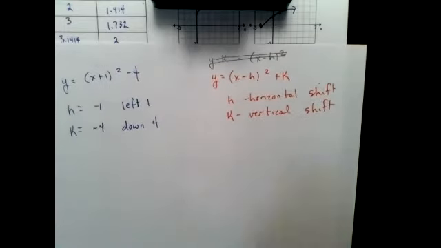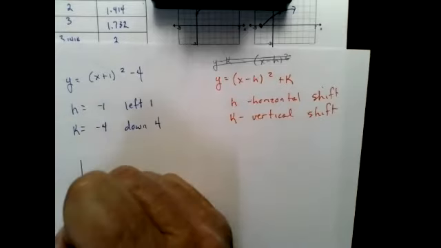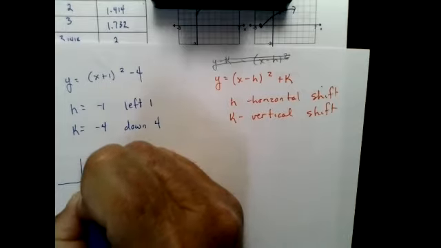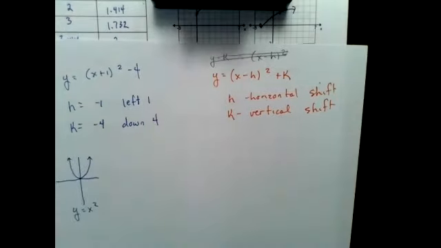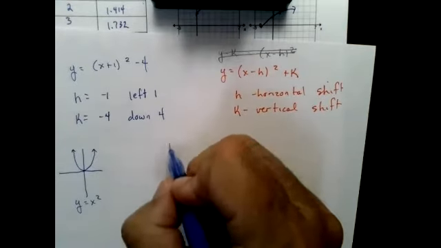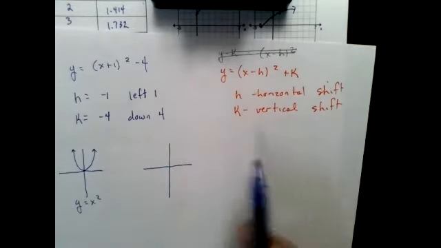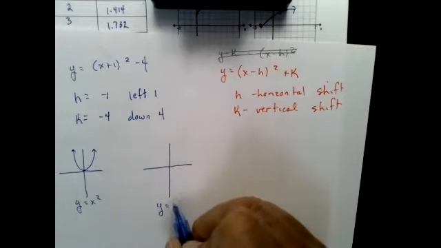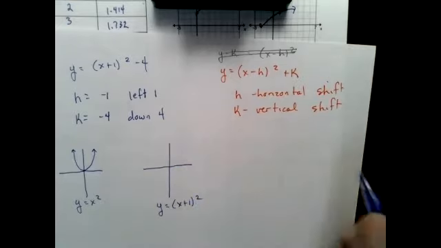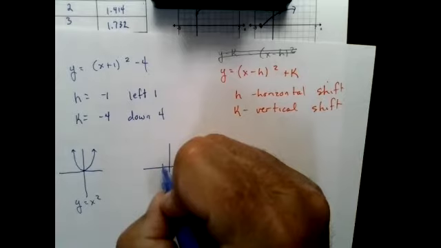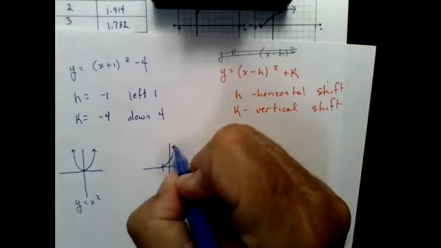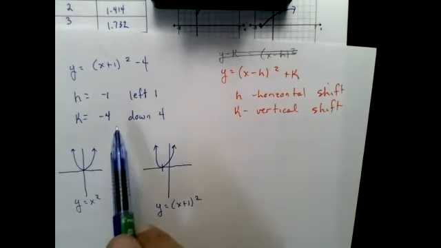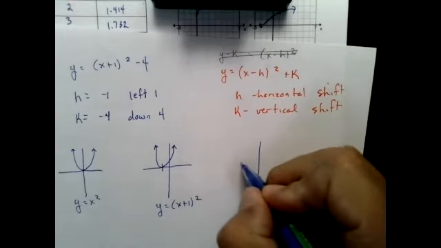All right, so now the fun begins. I identified my h, I identified my k. I have my parent function, y equals x squared. And boom, graph number 1. Graph number 2, I want to bring my h into play. That becomes y equals x plus 1 squared. And this is going to shift my graph to the left one. Nicely done. The final thing is I'm going to shift my graph down 4.